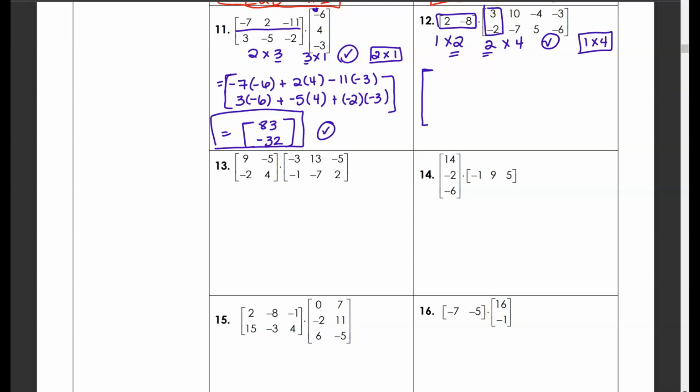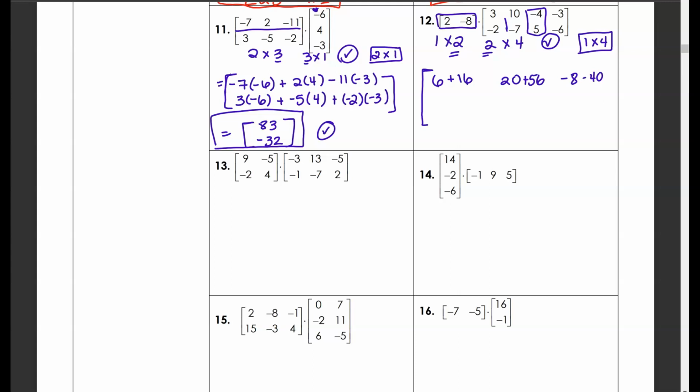So we get 2 times 3, that gives us 6. And then we're going to add negative 8 times negative 2, which is 16, so 6 plus 16. Then we're going to end up multiplying by the next column. 2 times 10 gives us 20. And then we have negative 8 times negative 7, which gives us a positive 56. Then we move on to the next column. 2 times negative 4 gives us a negative 8, and the negative 8 times 5 gives us negative 40.